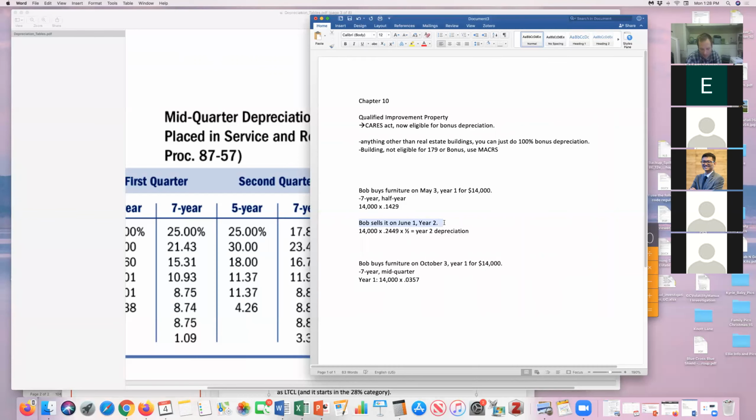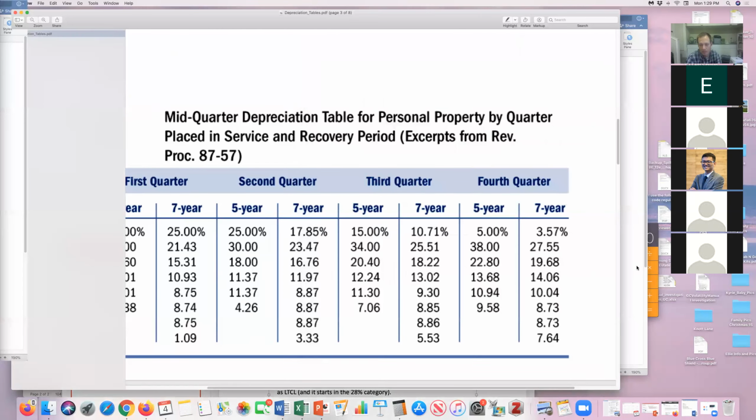If we do the same thing, Bob sells it on June 1st of year 2. I'm always going to use the initial basis. My temptation is because Bob sold it on June 1st, I'm going to want to look at the second quarter. But no, I started here. They've done the math for you based on what your reduced basis would be. I always stay in this quarter where I started. So first, I'm going to pull the full year rate, year 2, for my 7-year property put in service in the fourth quarter.